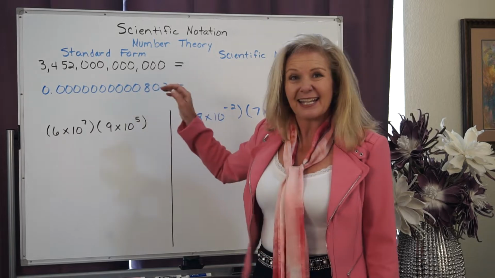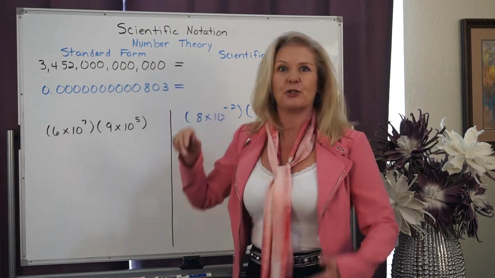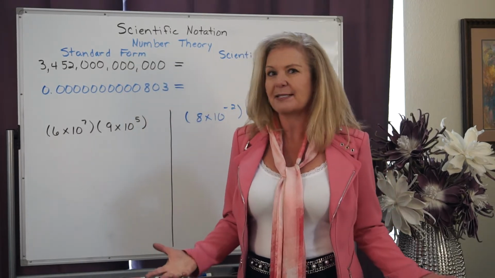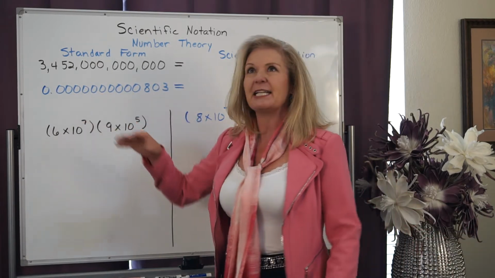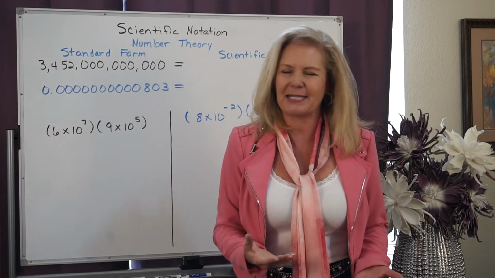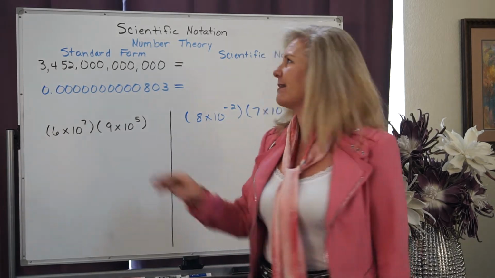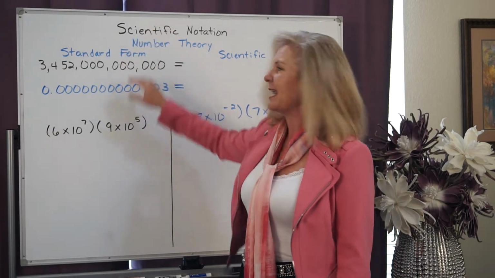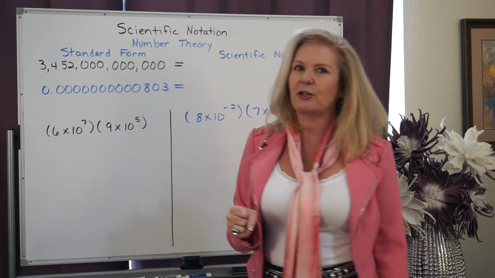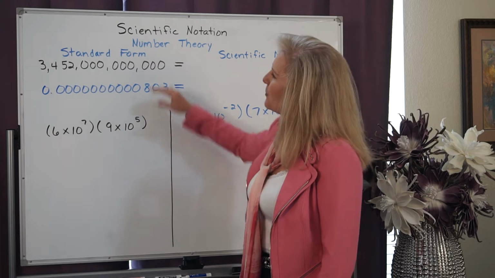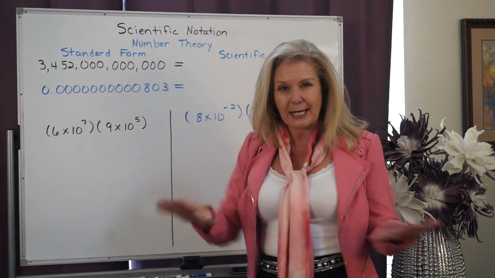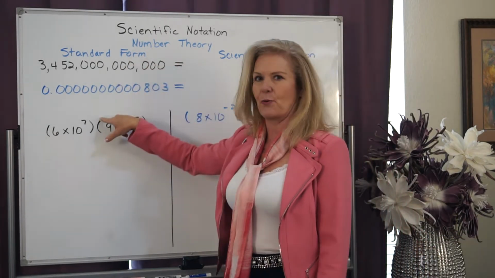So in science, probably this could be something to do with astronomy. Anything with space would give us enormous numbers. Also, it could be dealing with something like atoms. Atoms are tiny, tiny, tiny particles in science, and so we might want to use scientific notation when we're talking about atoms and the size of them. So numbers that are just written regularly, that's called standard form.